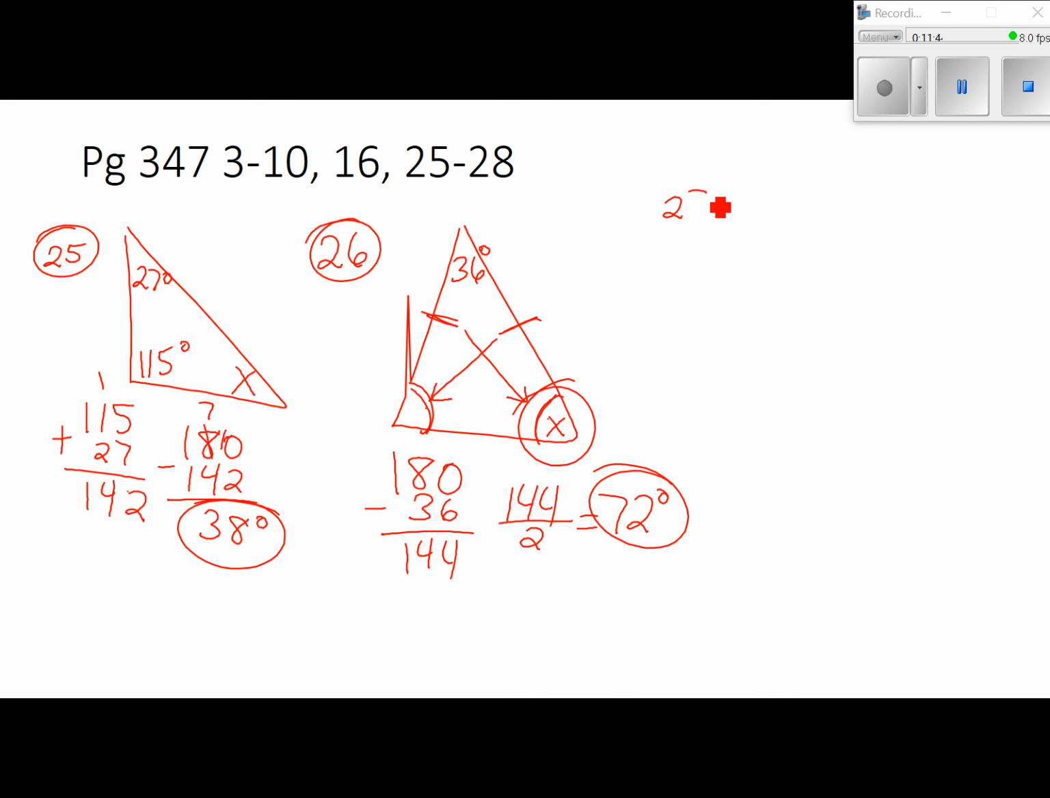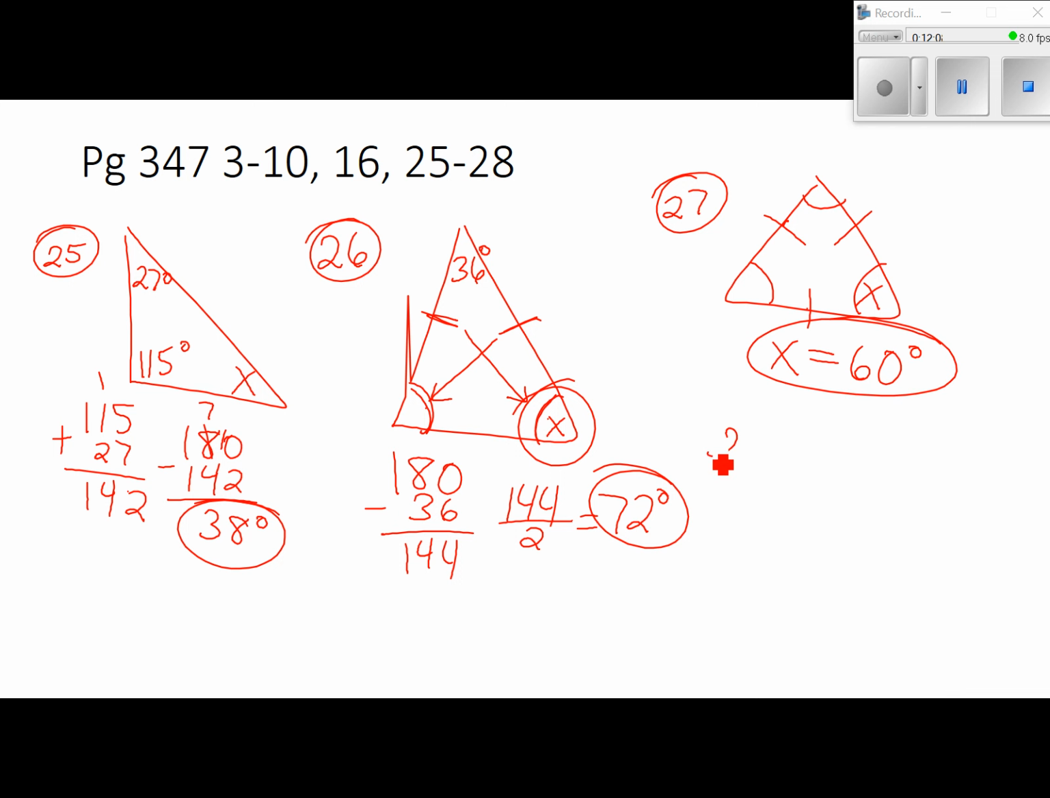27, they give us a triangle, it looks like this. They tell us all three sides are congruent, this is X. Well, if all three sides are congruent, it's an equilateral triangle. If it's an equilateral triangle, then we know it's also equiangular, and if it's equiangular, then each of those angles has to be 60 degrees, so X has to be 60.